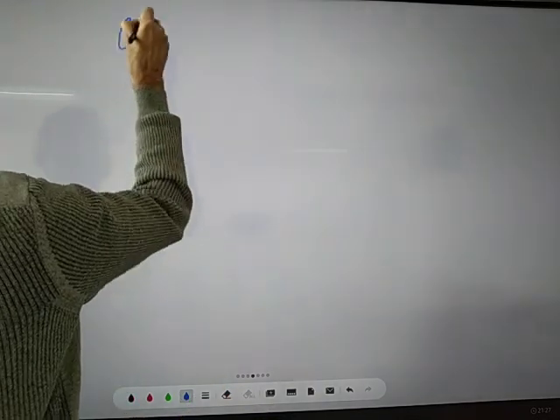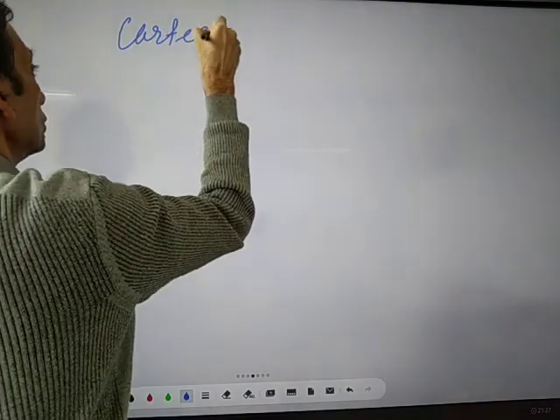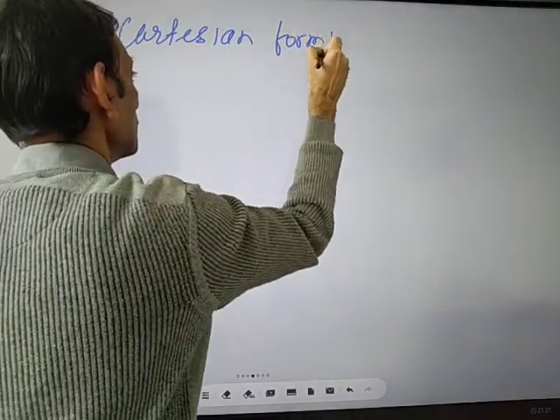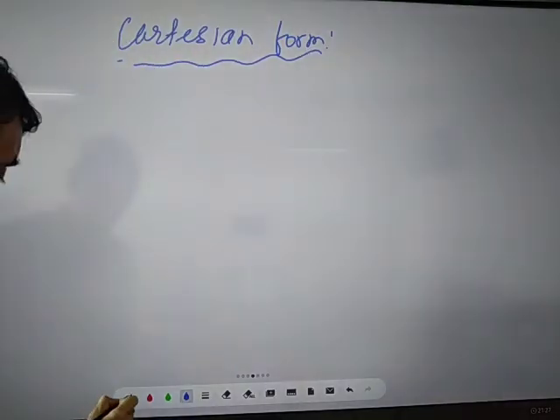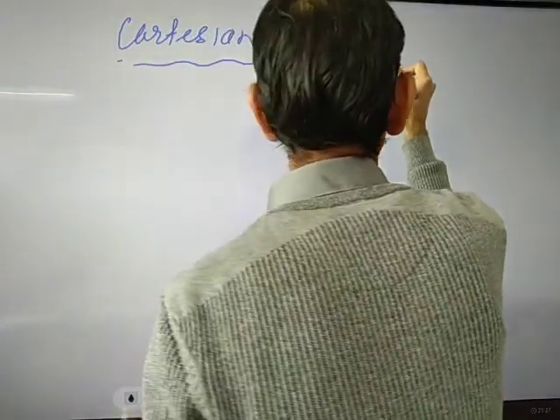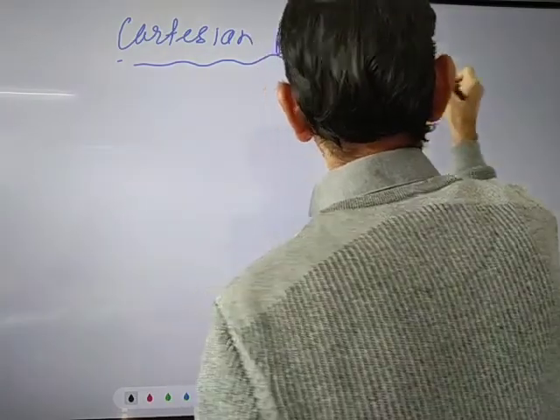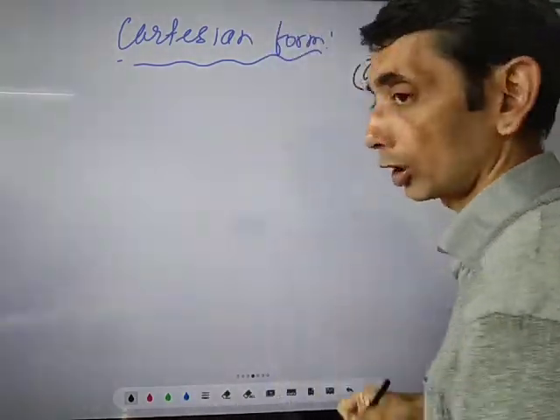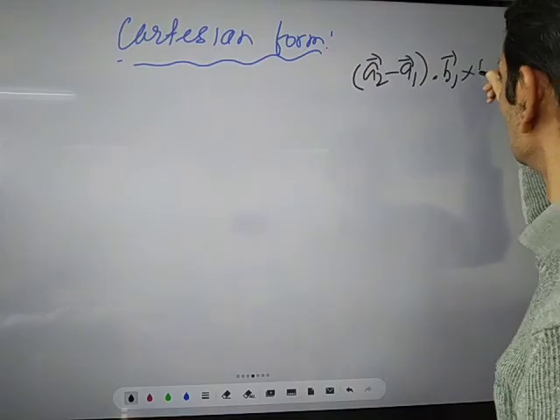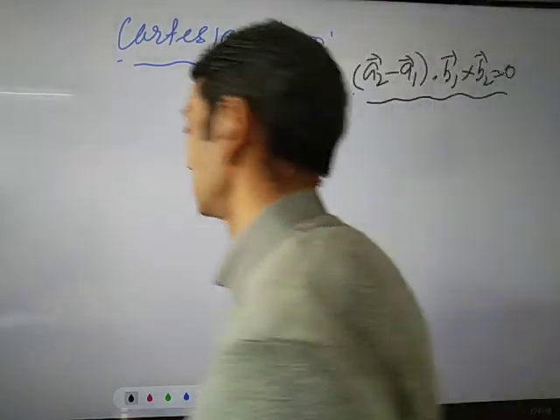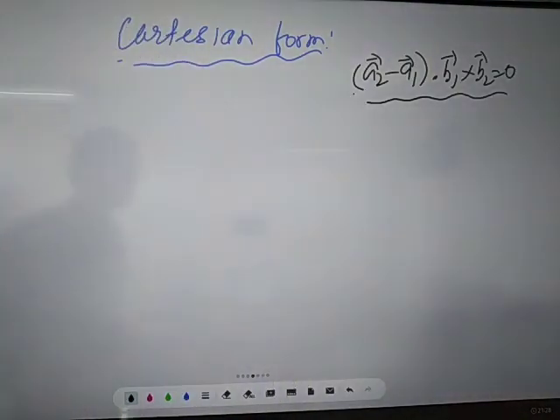Cartesian form. So how to derive the Cartesian form? To derive the Cartesian form, first we'll derive the vector form. A2 minus A1 dot B1 cross B2 equal to 0. Right? Yes. A2 minus A1 and B1 cross B2.